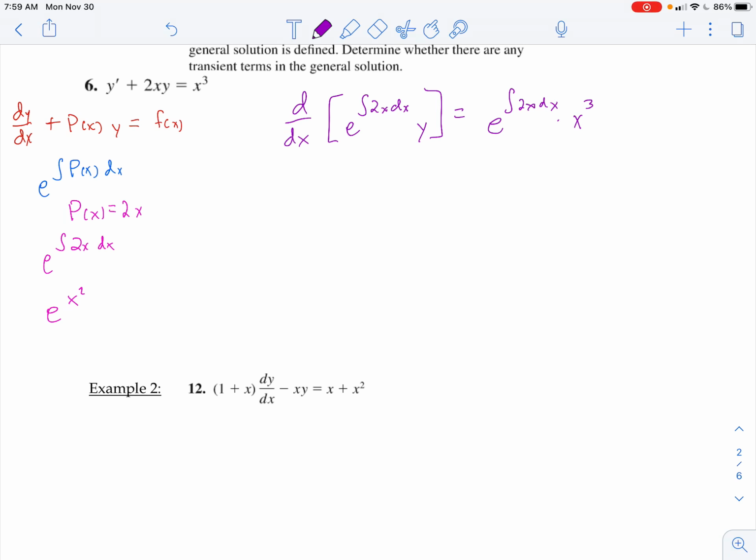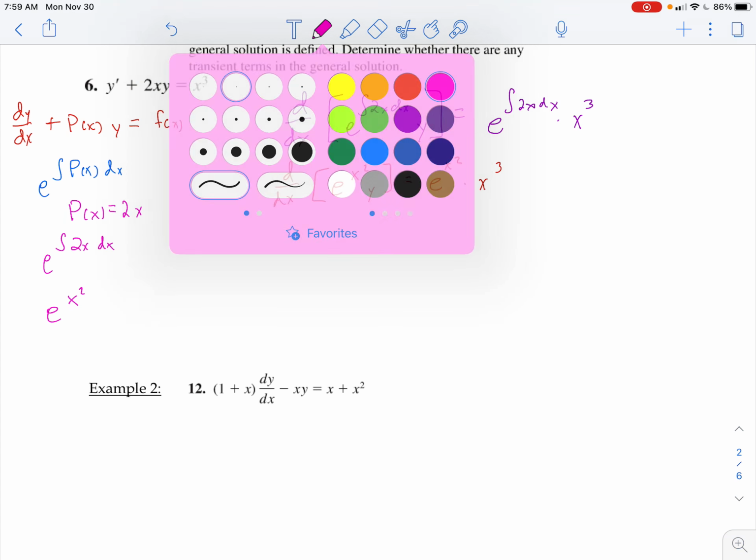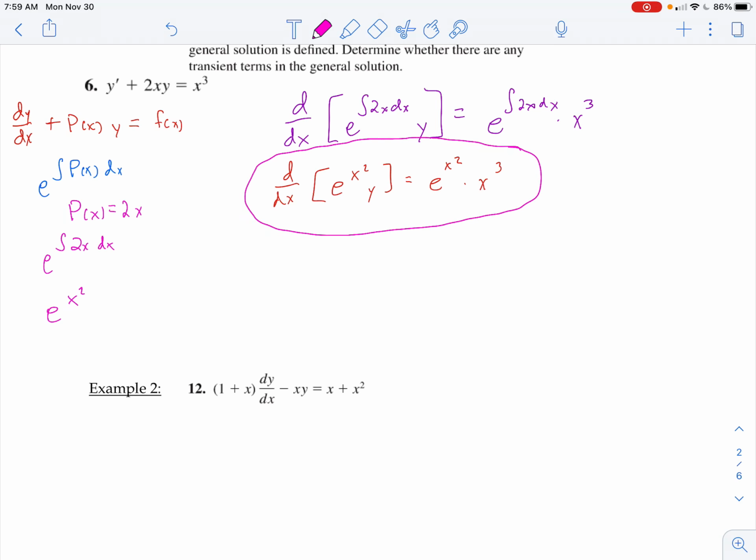All right. Now, we went ahead and did the integral. And so we're really looking at d over dx of e to the x squared y is equal to e to the x squared times x cubed. All right, and so again, all I'm doing right now is just rewriting it. As you're working this, I can see how a lot of you can go from looking at the first part to already writing it in this term, which is kind of the last part that we want to do before we integrate.